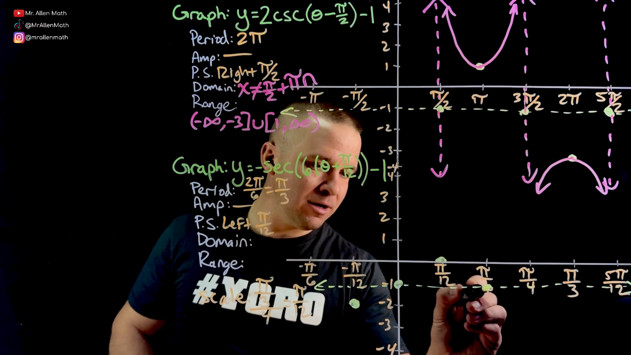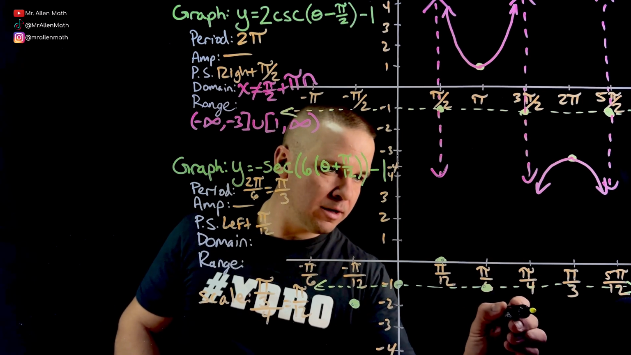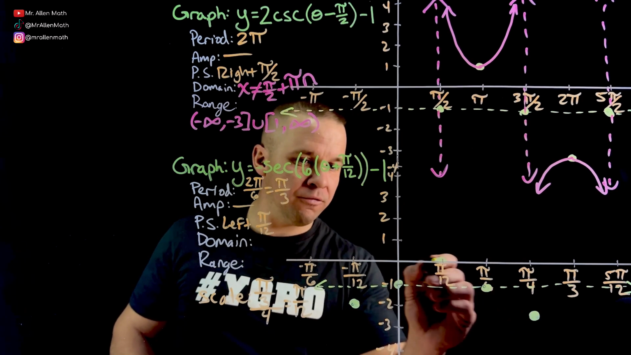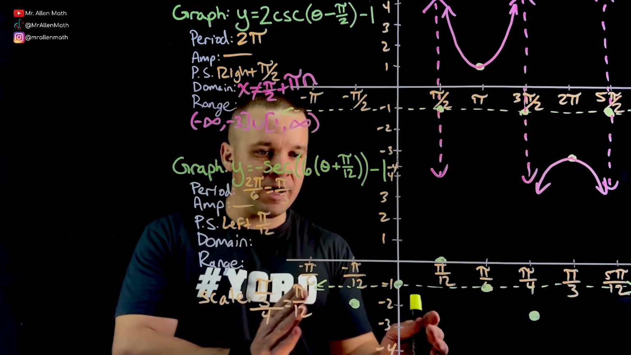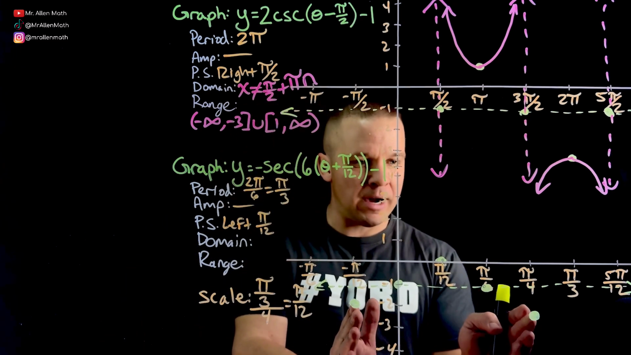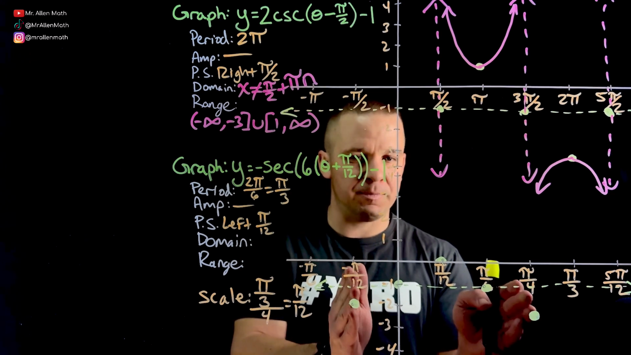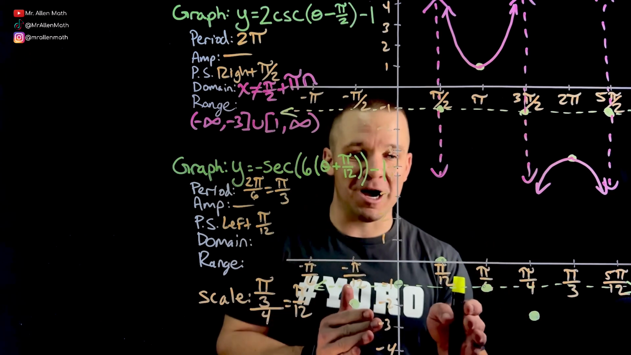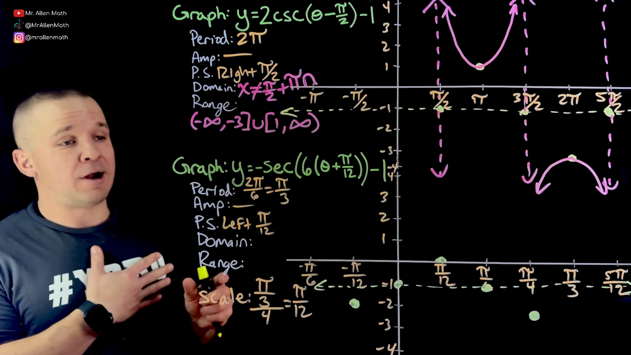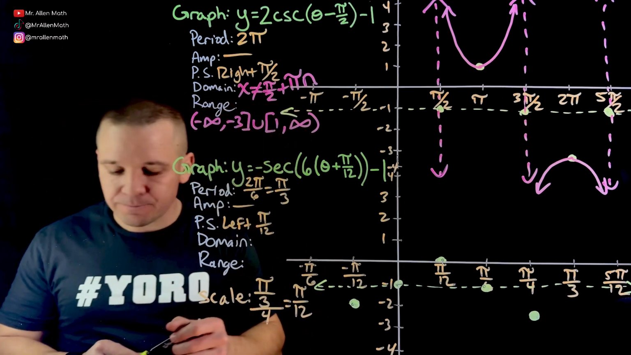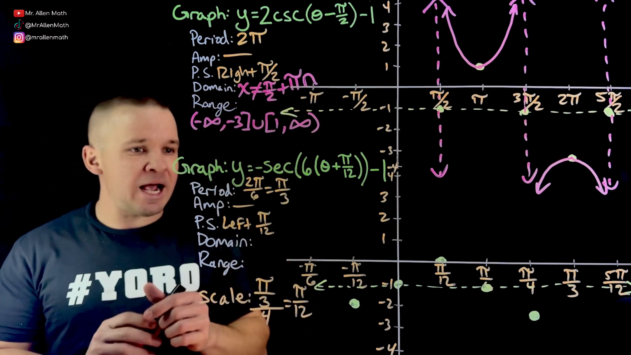Then back to it. Then below it. And that's one full period right there. We've got from negative pi over 12 to pi over 4, which is 3 pi over 12. That's a span of 4 pi over 12, which is pi over 3. Oh my goodness. If you don't like fractions, you just did not like that much at all. Okay, so we've got our layout here.